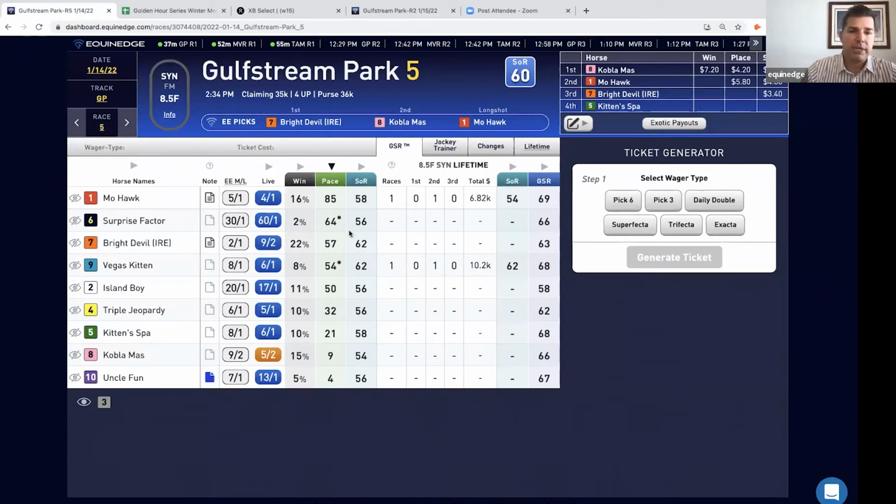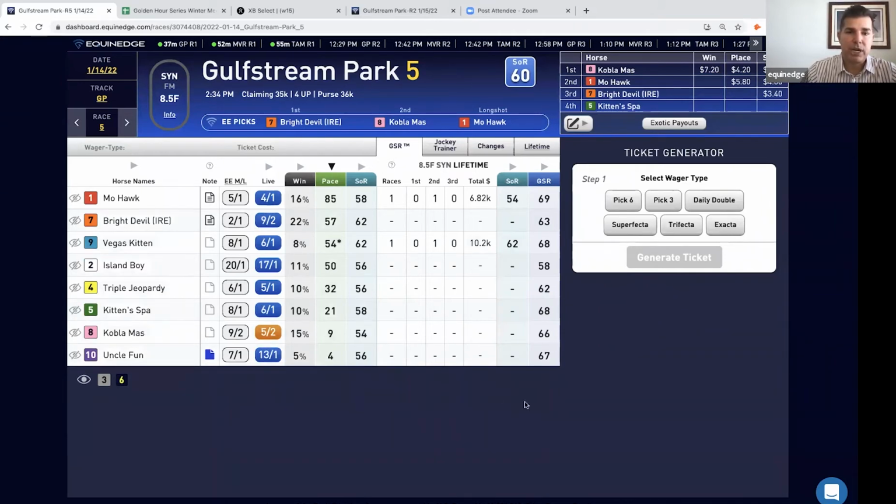So it would be easy to eliminate a horse like the 6 horse, Surprise Factor, who's only 2% on our win percentages, 30-1 on the EquinEdge morning line, and has a 64 pace with an asterisk. Because of the asterisk, the 30-1 morning line and 2%, it's an easy elimination. If we click on the eye over here, that horse is gone. When we eliminate horses, the ticket generator will not use those horses.